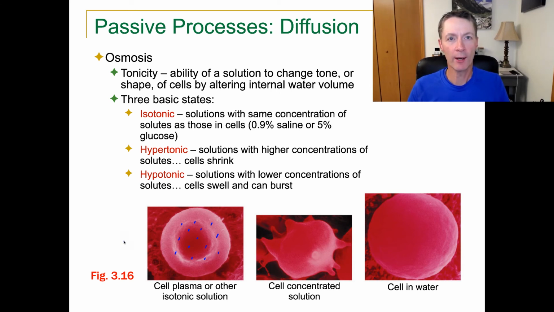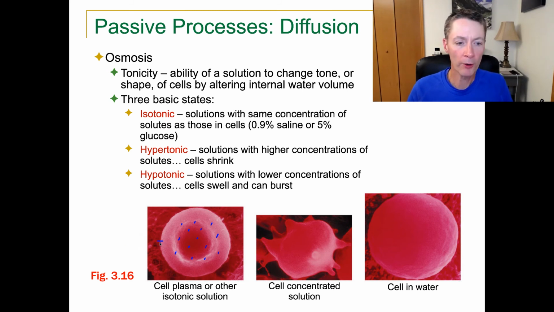And now let's say outside of the cell, we have pure water. So over here, off to the side, we have pure water. That means there's no solutes at all. It's not concentrated at all, right? So where is there more water? Where is it more dilute? Outside the cell. It's pure water.